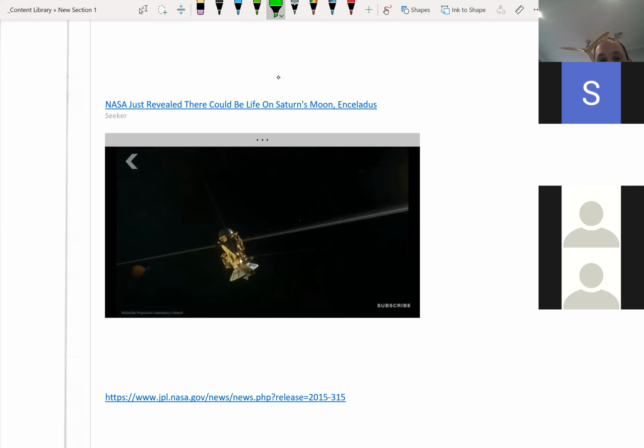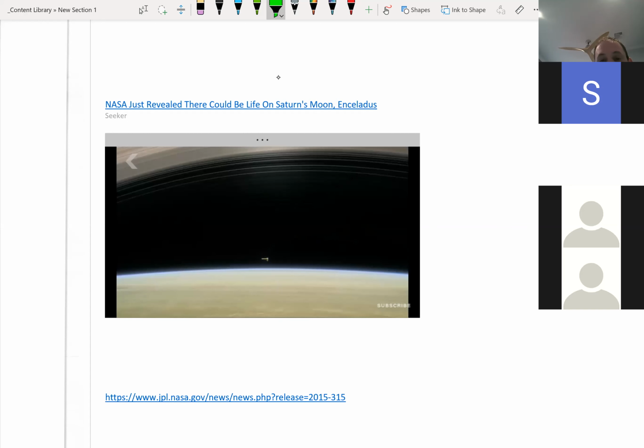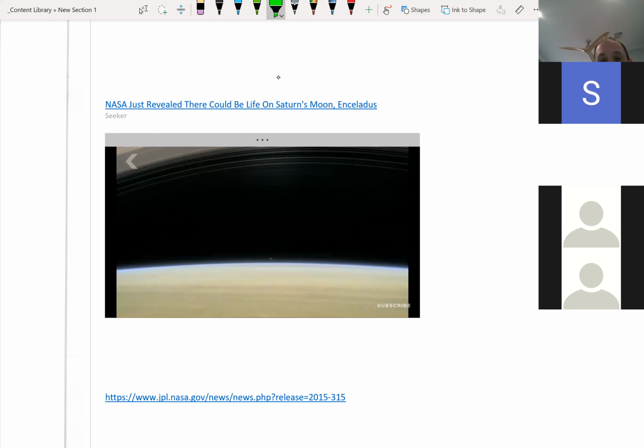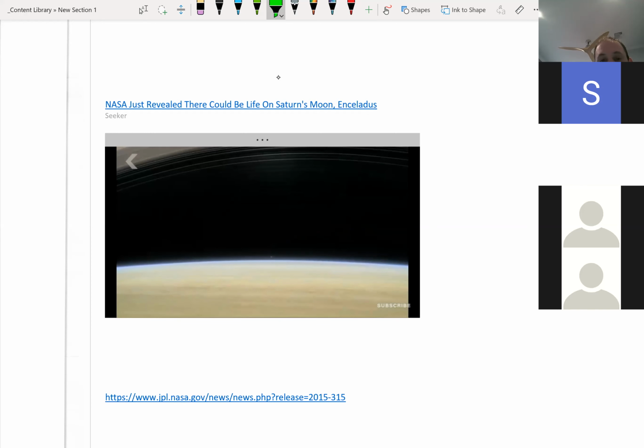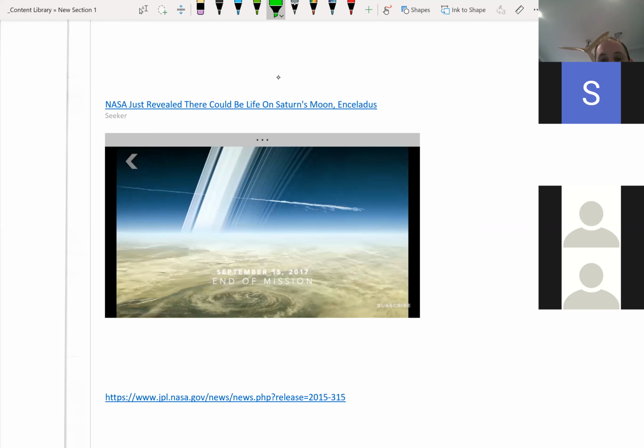The plan is to intentionally crush and vaporize Cassini using Saturn's atmosphere to ensure it doesn't crash into Enceladus or Titan and contaminate any life forms that might be living there. Cassini's grand finale is scheduled for September of this year, 1 month shy of 20 years in space.